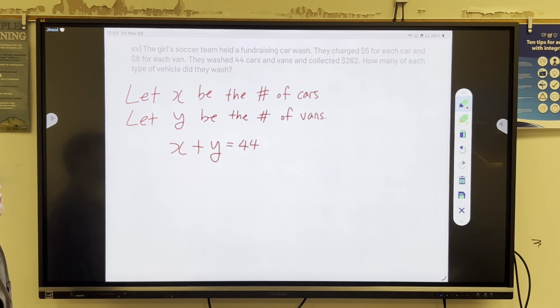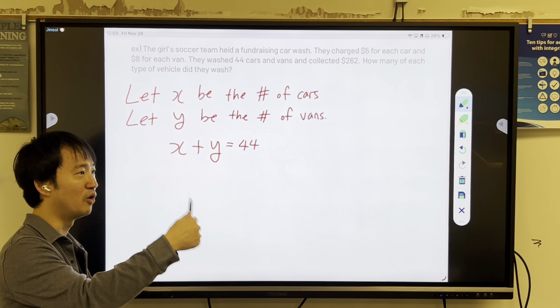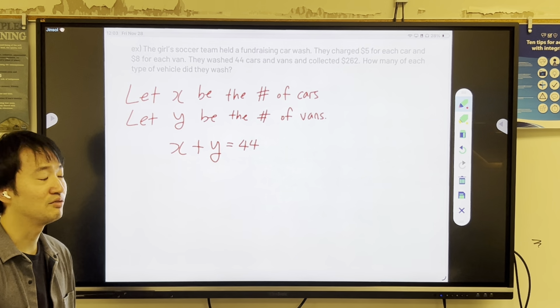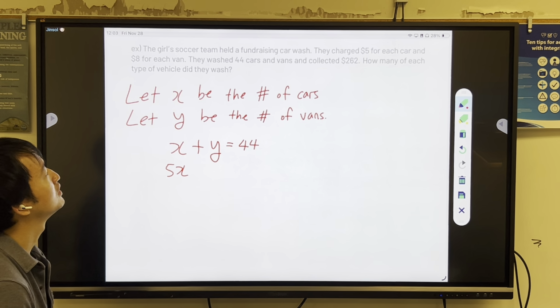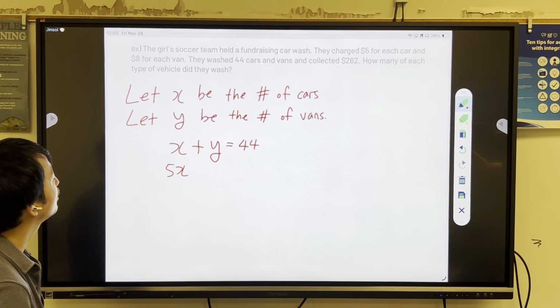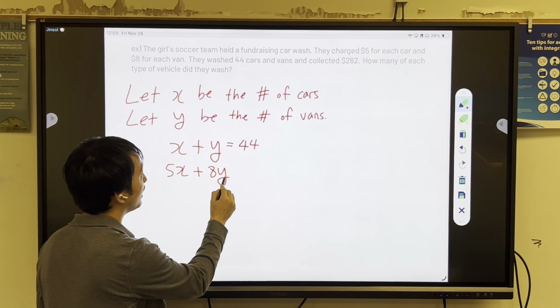And they collected a total of $262. Well, let's think about it. They charged $5 for each car, so for each car, I multiply by 5 to calculate the revenue. That means I'm going to have 5x. And then $8 for each van, so that means 8y, because y represents the number of vans. So I multiply by 8 to calculate the revenue from that. And the total collected amount is $262.